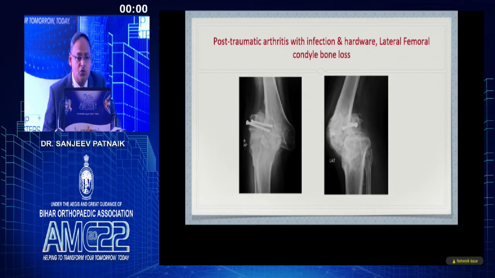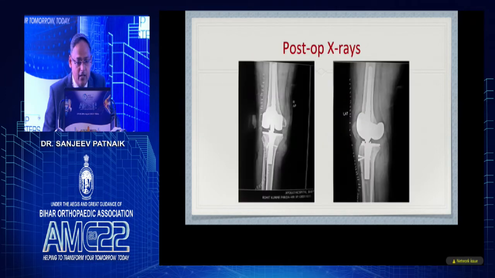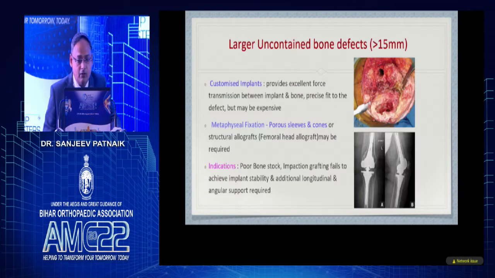Now, another post-traumatic case in which femoral augments have been used. And as you can see here, this rotating hinge knee has been used in this case, and this is the 3-year follow-up of the patient.